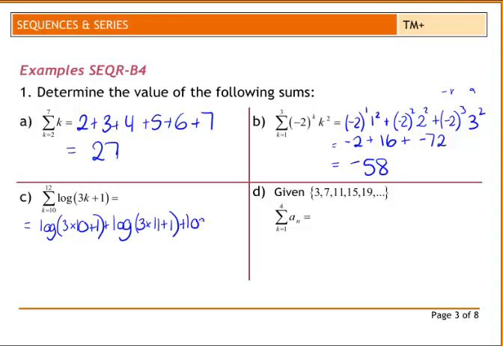Always show this substitution step. Don't try and work it out as you go, because if you make a mistake, the person marking can't give you any marks because they can't see that you've done the right thing.